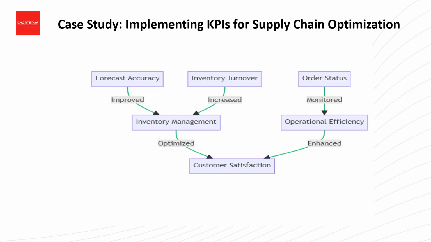For example, by improving forecast accuracy, Amazon could better predict customer demand and adjust its inventory levels accordingly. Now, the result of this was that Amazon was able to reduce costs and improve customer satisfaction. The results achieved by Amazon were significant.